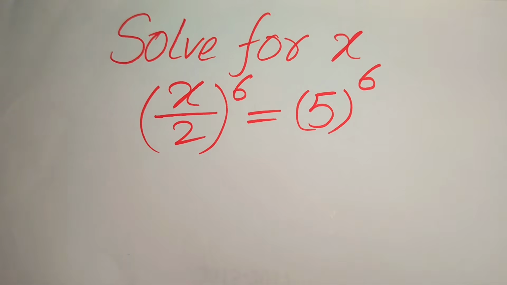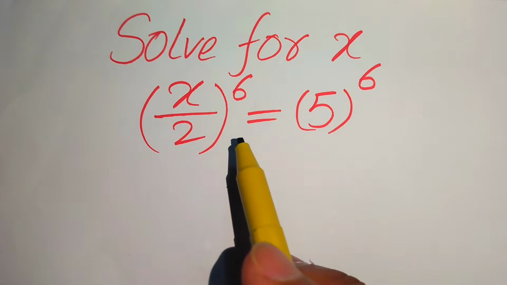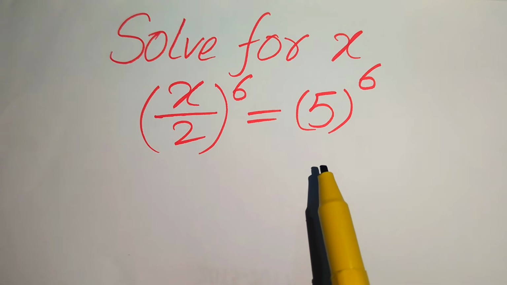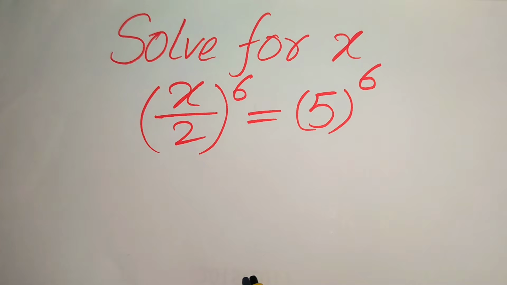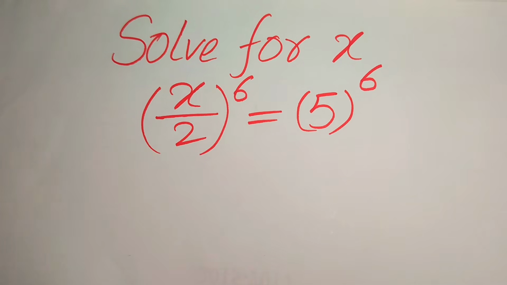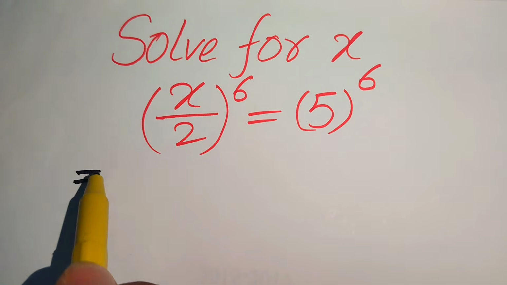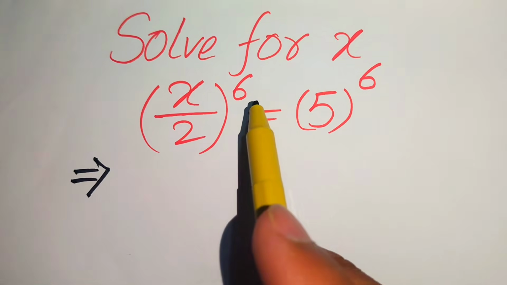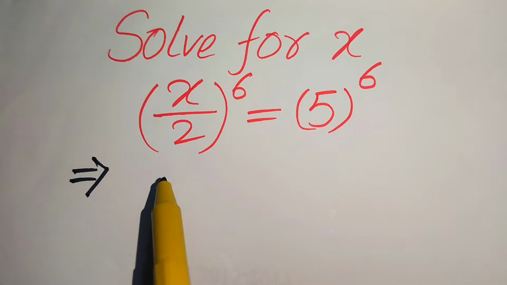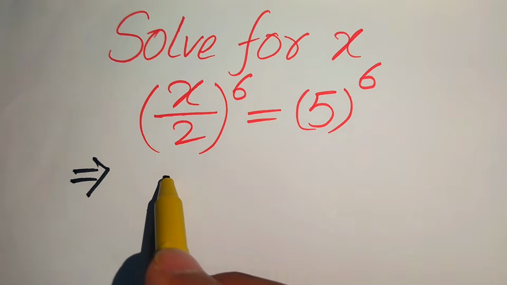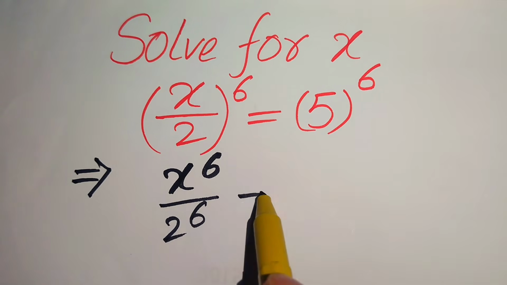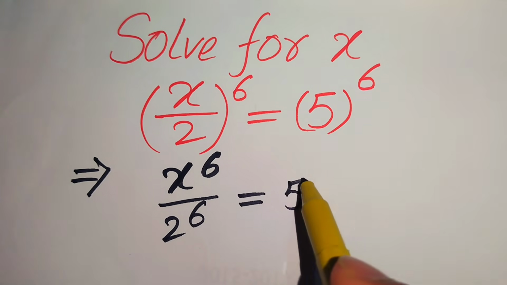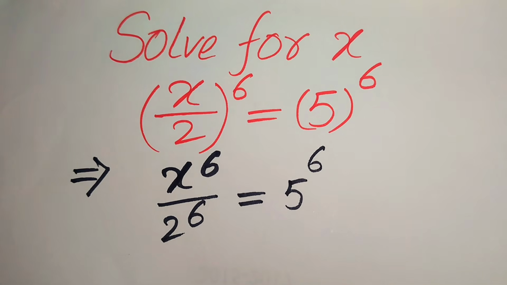So here we have (x/2)^6 = 5^6, and we solve this problem for all the values of x. First we need to focus on the left hand side, and we apply this 6 separately on both of these two values, and we get x^6 / 2^6 = 5^6.